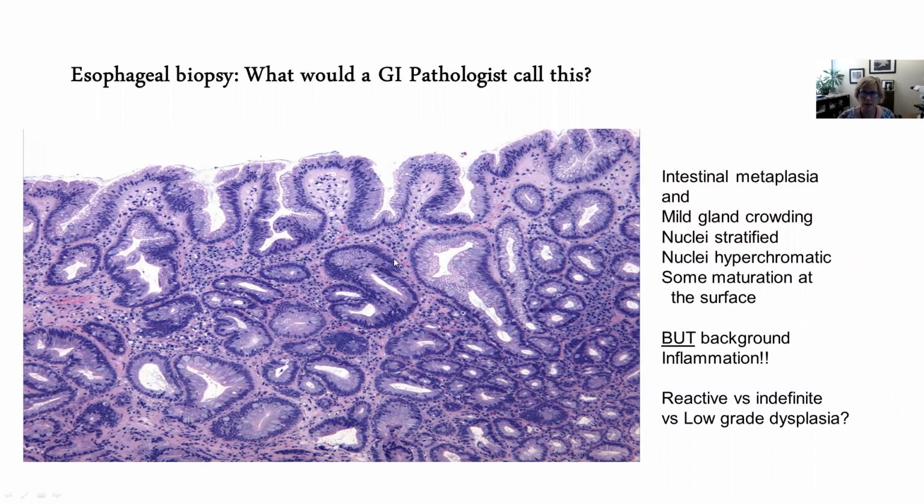So cases like this are a real conundrum because there are some features of dysplasia here, but there are also features where we would be thinking about benign or reactive changes, considering the background inflammation in particular. So it leaves us with, do we call this low-grade dysplasia, reactive, or just put it in the middle and call it indefinite for dysplasia?